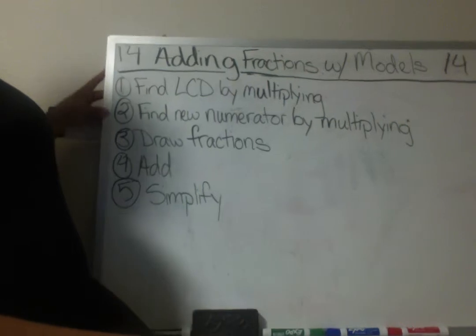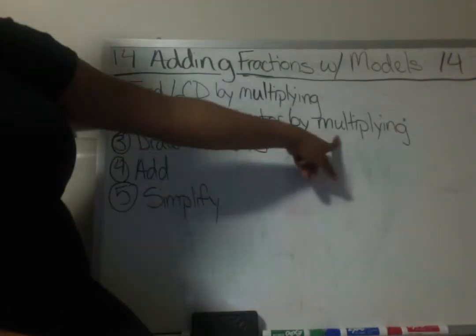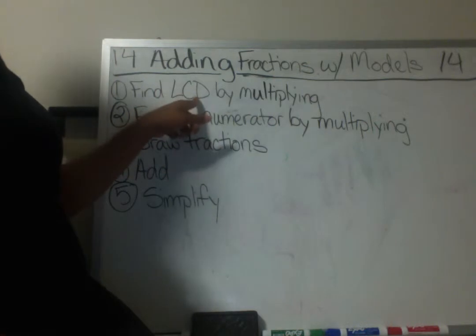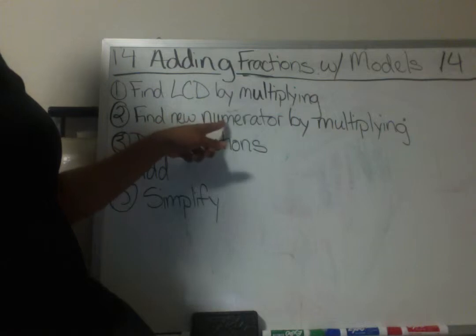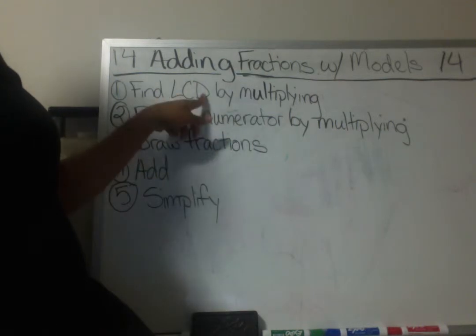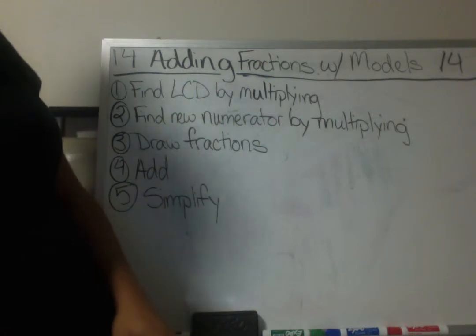Step 2. You'll find your new numerator by multiplying. You'll see that if we're changing the denominator, you have to change your numerator too. You cannot just leave your numerator what it was before. So if you change the bottom, whatever you do to the bottom, you have to do to the top. So step 2 is you find your new numerator by multiplying.